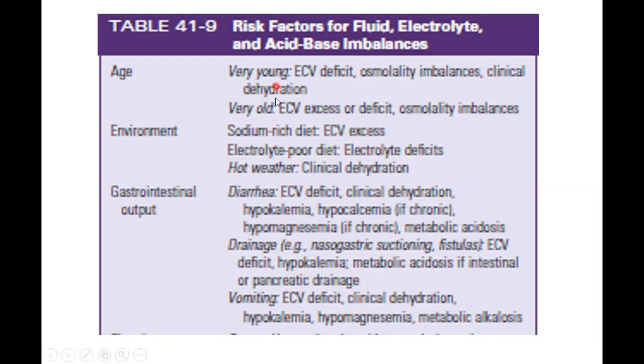So you can look at this table and see some of the history that you can ask about. Ask about diarrhea, ask about any drainage or vomiting, because that can suggest possible problems that may arise. For example, diarrhea may cause hypokalemia, may cause hypocalcemia. Drainage from nasogastric suctioning: remember, we talked about the patient losing potassium, and the patients might also even lose magnesium from that excess suctioning.